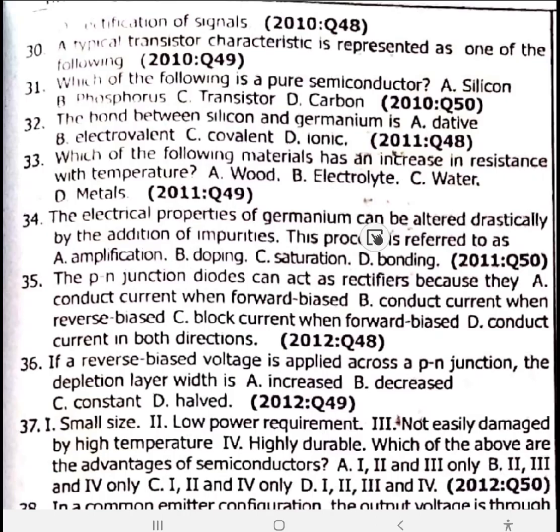34. The electrical property of germanium can be altered drastically by the addition of impurities. This process is called doping. Doping, option B. 35. The P-N junction diode can act as a rectifier because they conduct current when forward biased. We've touched on something similar before. Option A.